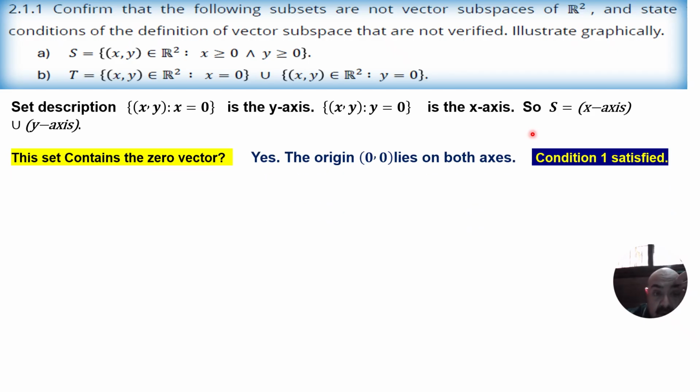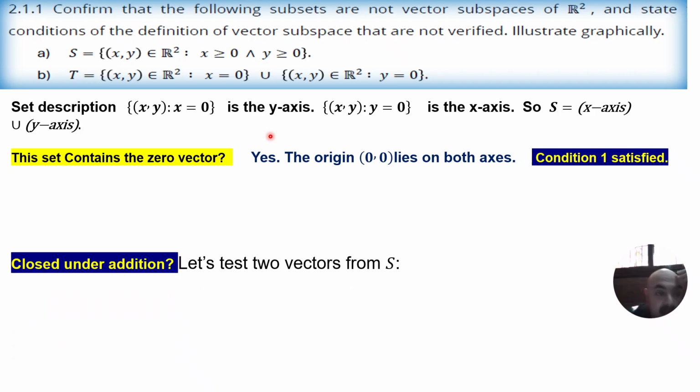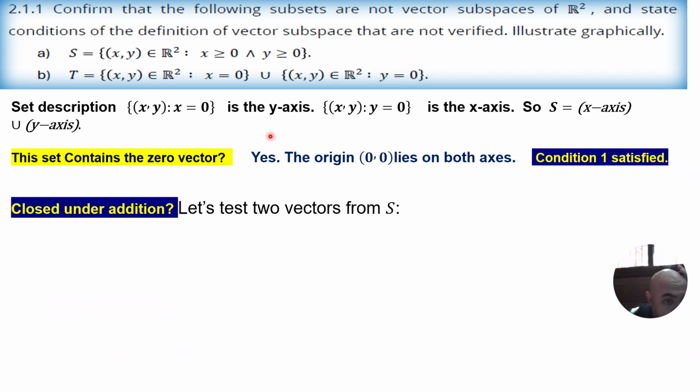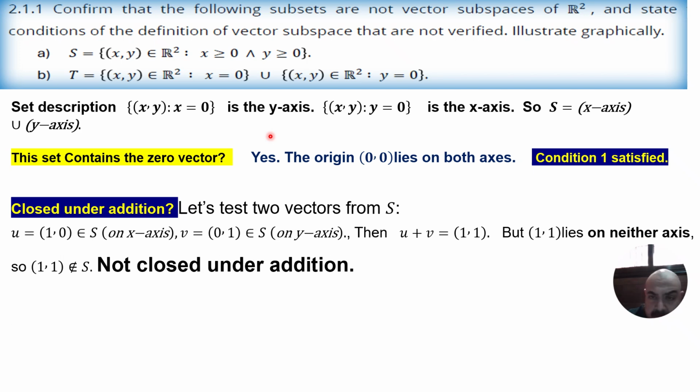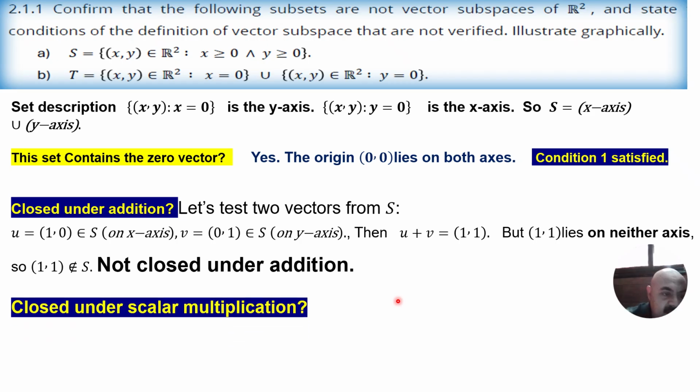The set contains the zero vector, yes, because the zero vector belongs to the x-axis and the y-axis. Okay, condition number one is satisfied. Let's check the closure under addition. There is going to be a failure here, because if you have a point 1, 0 and a point 0, 1 and add them together, you will end up having a point that does not belong to the set of points on the x-axis or the set of points on the y-axis. So it's not closed under addition, and this is why there is a failure in the conditions required for a subvector space mainly.